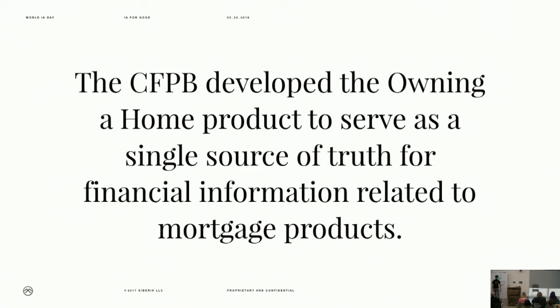The Consumer Financial Protection Bureau, within its legal framework, was able to collect information from all of the banks, but most importantly from other parts of the government, so Freddie Mac and Fannie Mae. And they were able to take that information and present it in a way that gave everything that was necessary from a single point of truth to the user, so that users could now make informed decisions.